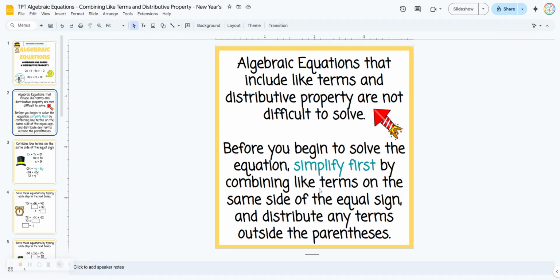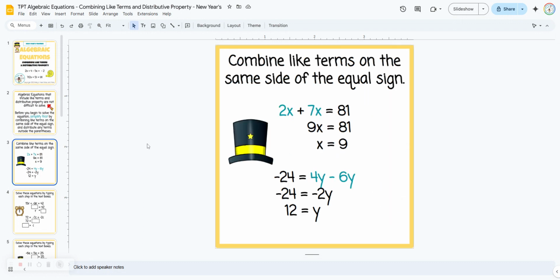They're going to combine like terms that are on the same side of the equal sign and distribute any terms outside the parentheses. And they're going to do that first. So here's an example of combining like terms. The 2x and the 7x are on the same side of the equal sign, so we can combine them. And then we have a two-step equation to go ahead and solve.